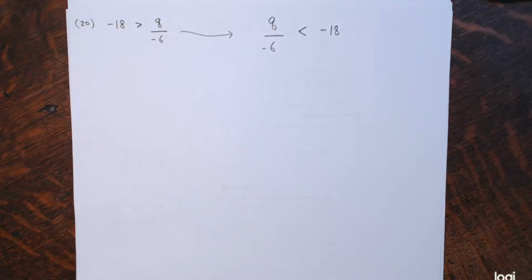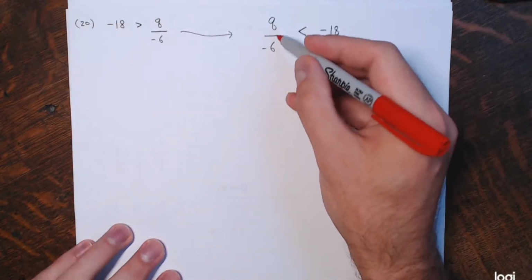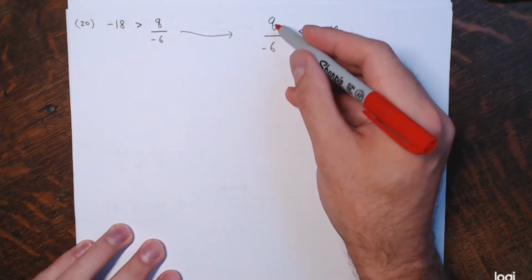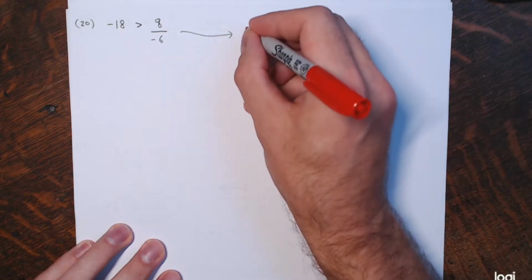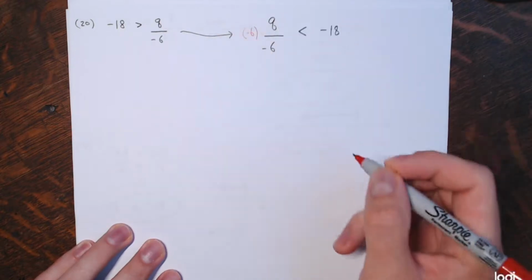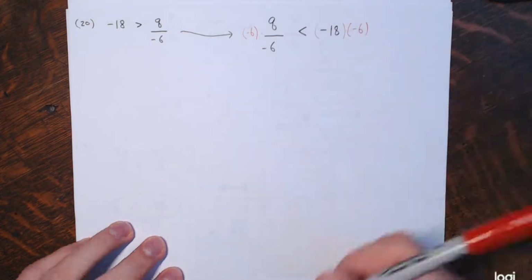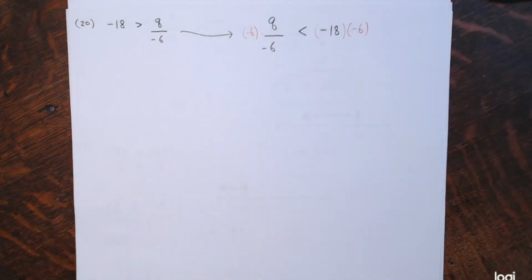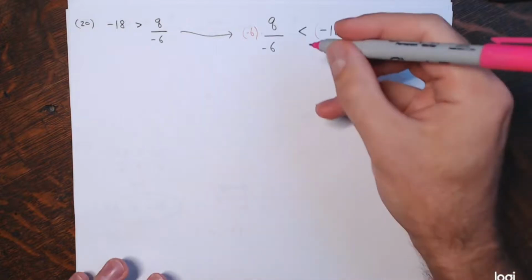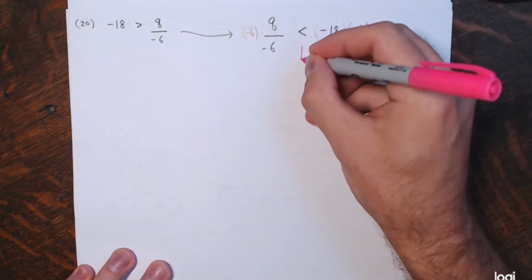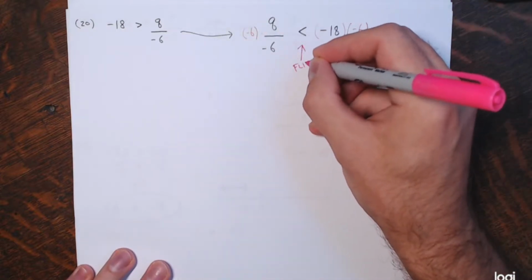All right, and now if I want the q alone, like I do, it's being divided by negative 6. I need to multiply by negative 6 to undo that. Do the same thing over here, multiply by negative 6. And I'll say it one last time here. When you multiply or divide both sides of an inequality by a negative number, as we've done, the inequality changes direction. You flip the symbol.